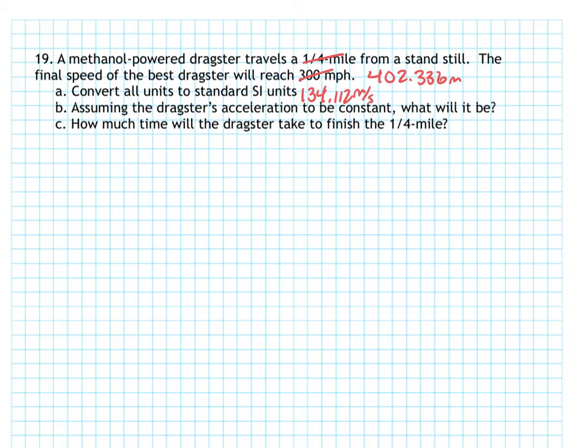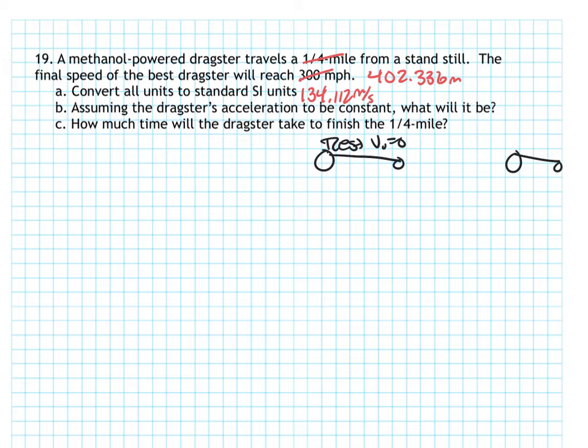All right, so let's go on to B. Assume the dragster's acceleration to be constant. What will it be? All right, so let's take a look at what we have here. Start with a picture. Let's do my dragster. So I'll make this my dragster. And then over here is the dragster. So at the beginning, it starts from a standstill. So it's basically going to start from rest. So now the initial velocity is going to be 0.